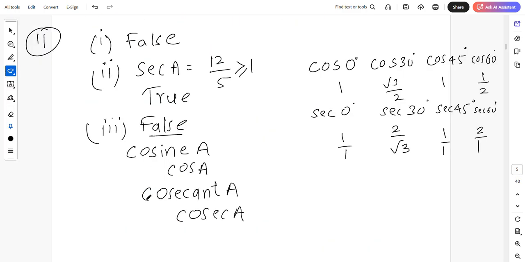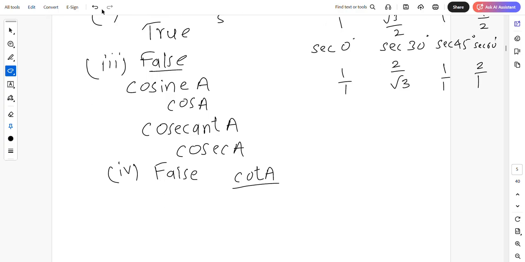Number 4 is also false, because cotangent of A, we will write the angle together. Cot A is particularly just a symbol and cannot be separated, understood. Number 5.